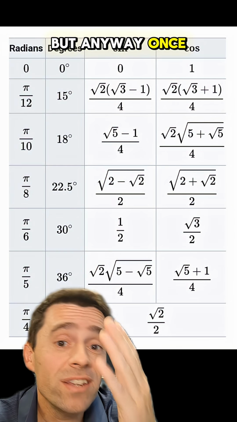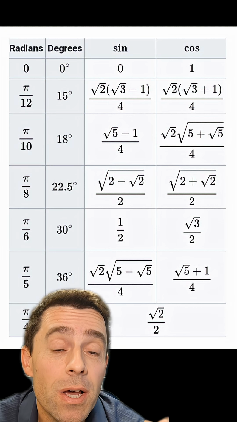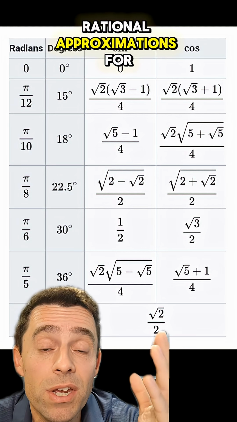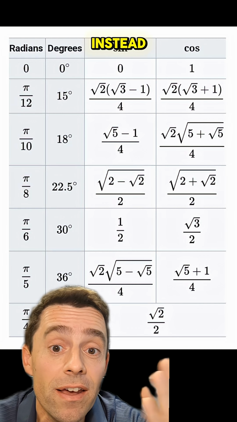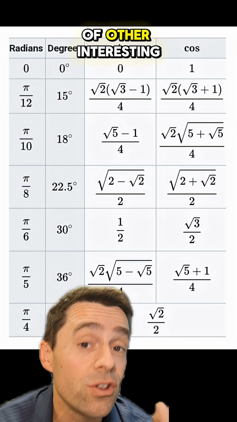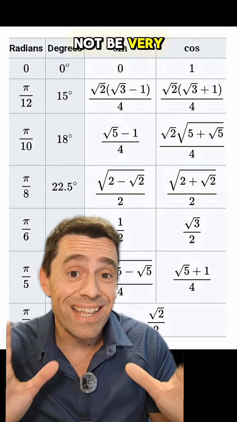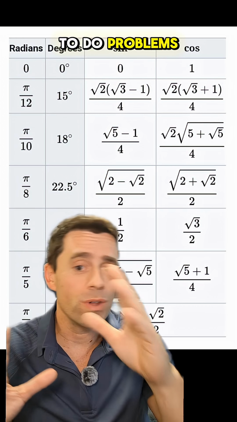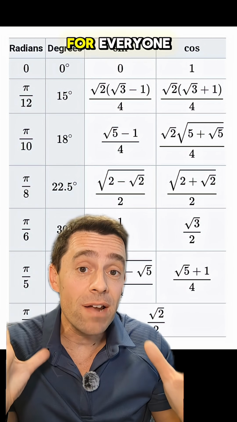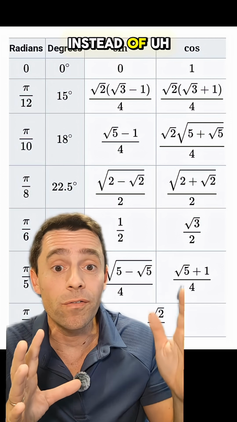But anyway, once we start actually using these values, we're going to use approximations, but it turns out that there are very good rational approximations for these values that we could use instead, and that would open up the possibilities to all sorts of other interesting angles that we could use. Now, students might not be very excited about having to do problems with pi over 8 radians, but trust me, this is going to be better for everyone because we're going to be using just rational numbers instead of algebraic numbers with radicals.